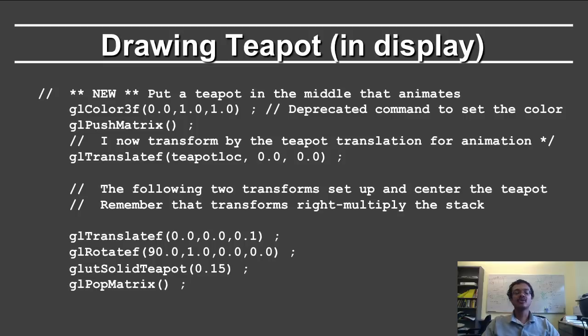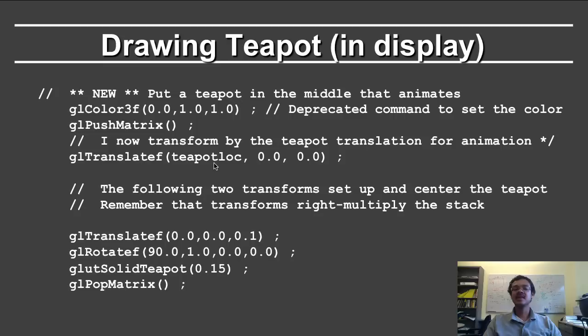Let's now talk about the code that you need to write in order for this to happen. First, we're going to use this glColor3f command in order to set the color. And notice that the color involves green and blue, so it's cyan. We then push the matrix onto the stack. And again, this is a deprecated command to set the translation by the teapot location. Then we have the sequence of steps.